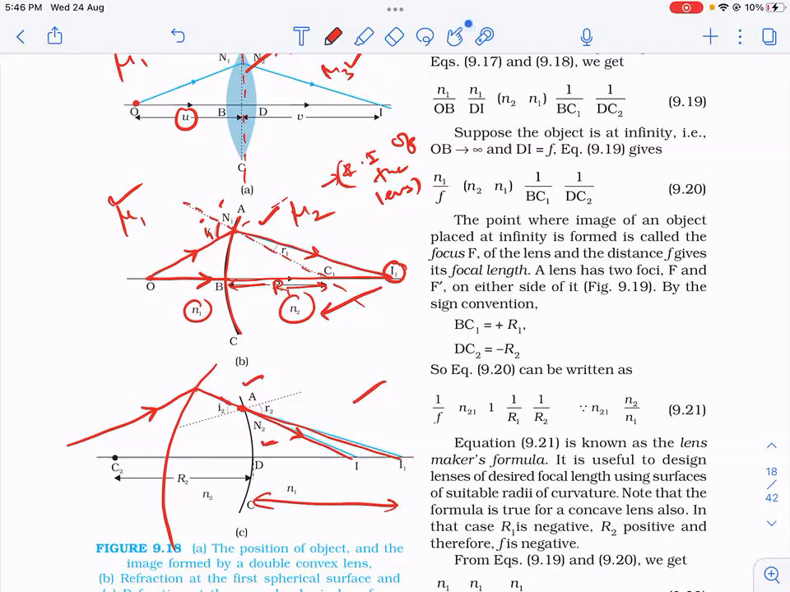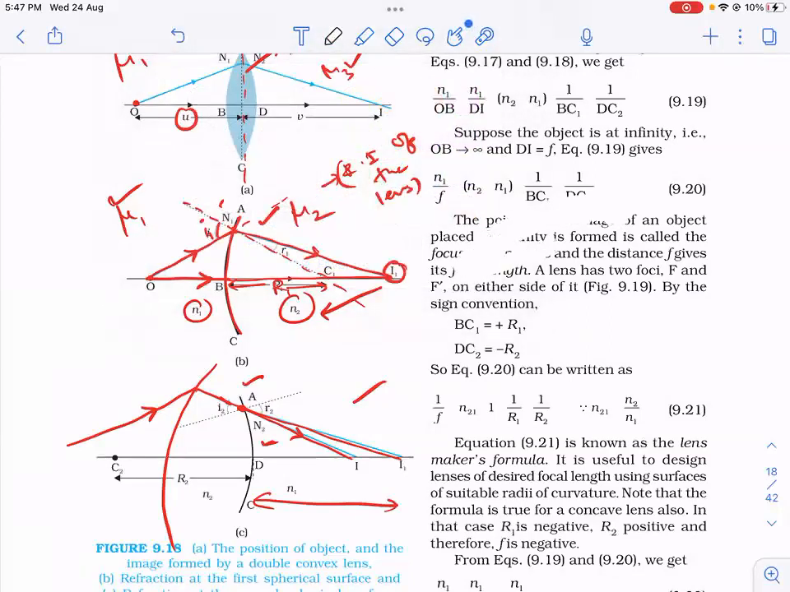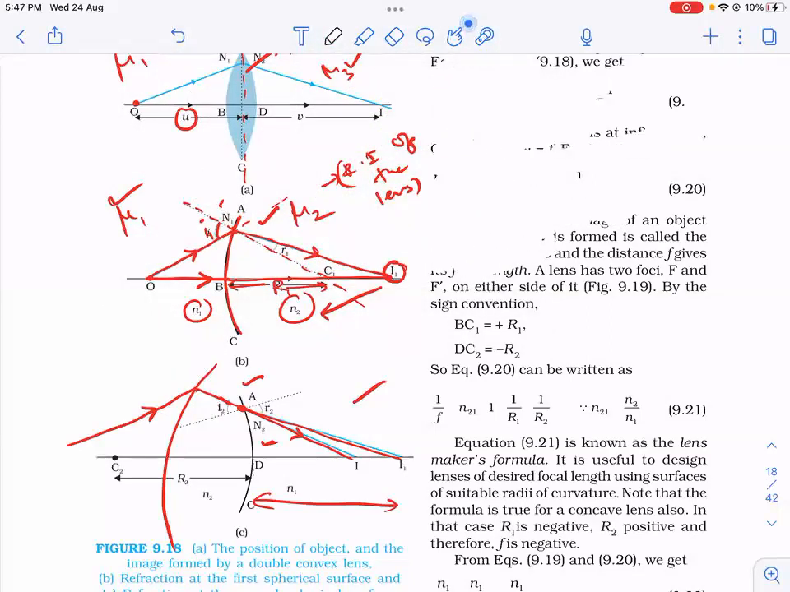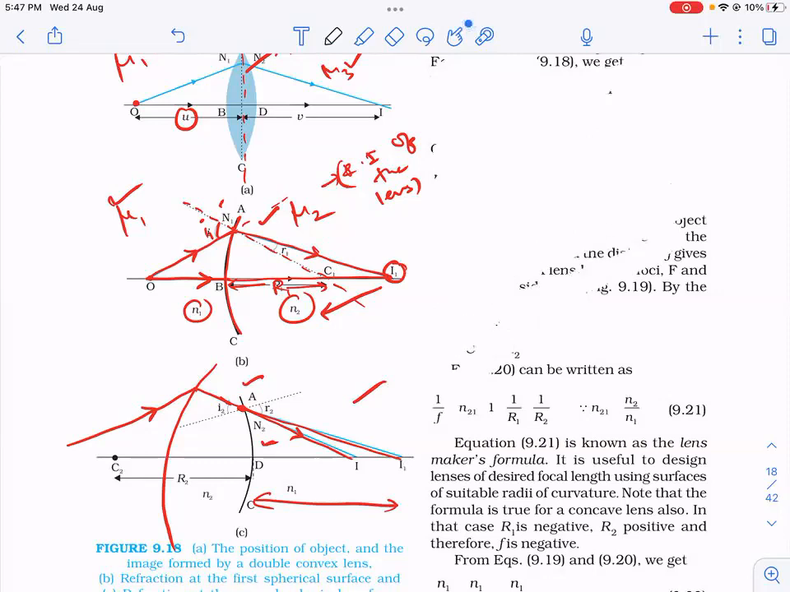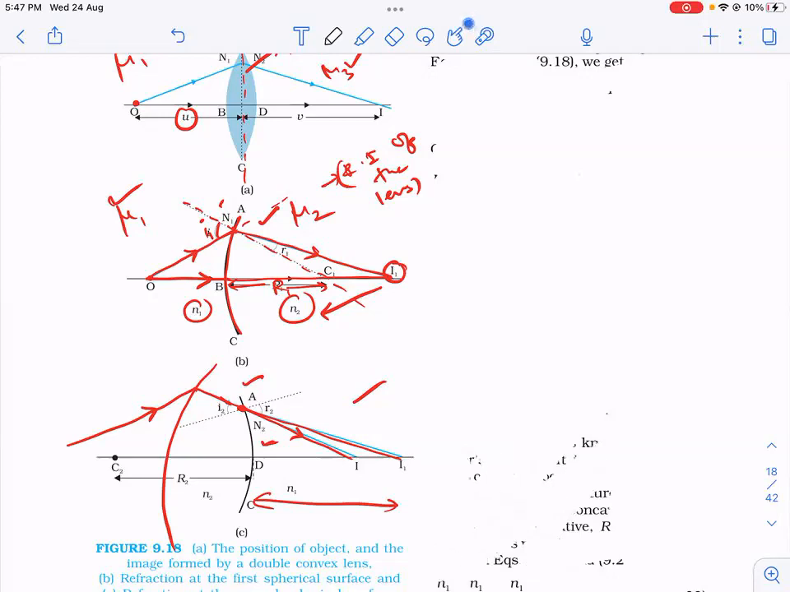Another point to be noted is that in this diagram, the radius of curvature of the first surface is infinity, and the radius of curvature of the second surface is infinity. But both these surfaces are individually called spherical surfaces. So, can I apply the formula?